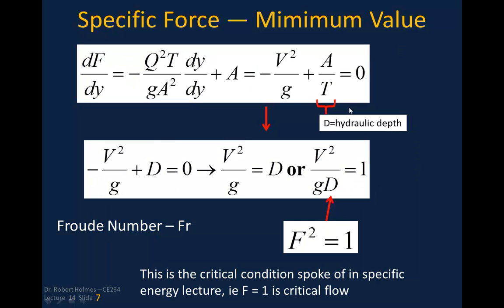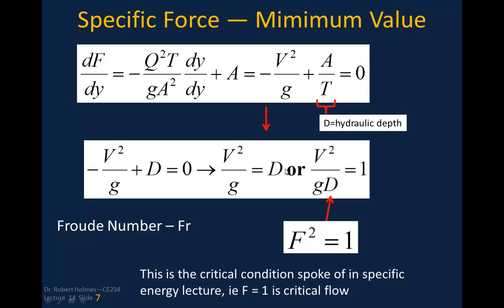Putting that together, I end up having minus V squared over g plus A over the top width, which ends up being the hydraulic depth, which you'd already described in a previous lecture. Further pursuing this a little bit, this becomes minus V squared over g plus D, which equals 0. That's this minimum situation here.